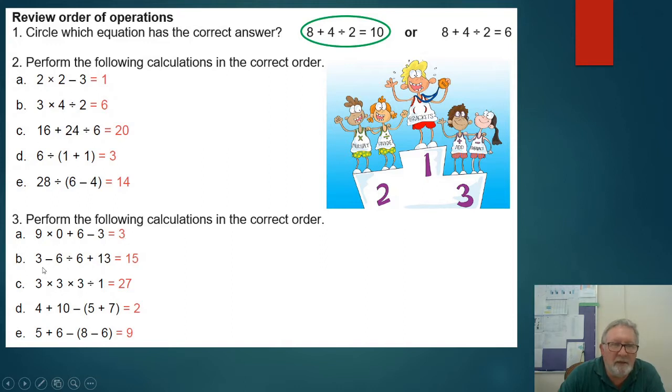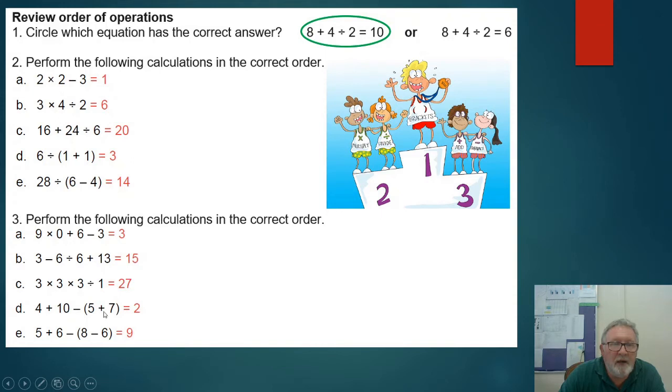Well, this one looks a little tricky, starting with only 3. But again, let's see what happens when we start here. 6 divided by 6 is 1. 3 minus 1 is 2. 2 add 13, 15. Repeated multiplications and a division, all falling on the same line, left to right. 3 times 3 is 9. 3 times 9 is 27. 27 divided by 1, 27.